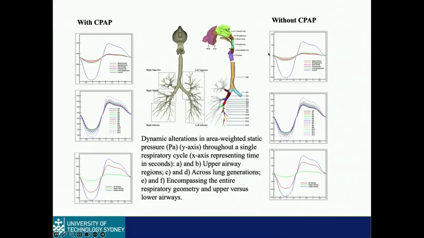So, this is the dynamic alteration in area weighted static pressure on the y-axis through a single respiratory cycle, just one cycle, a third or fourth cycle, we just use it. And the x-axis is the time in seconds. A and B is the upper airways response, then C and D, the middle two, across lung generations, and E and F is the entire respiratory system. It is too little, you cannot see it.